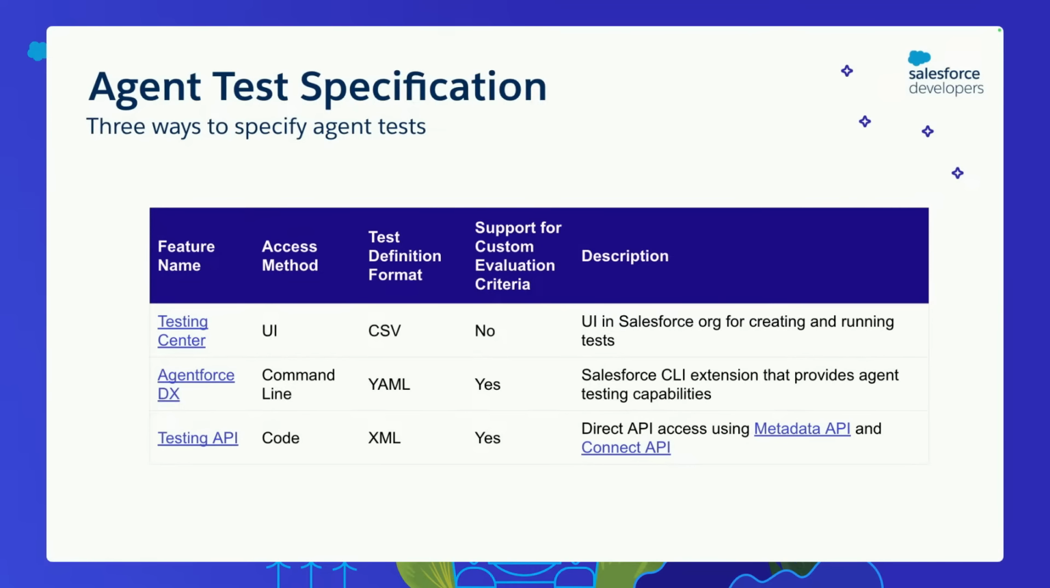Finally, the most technical option is the testing API, and the testing API in fact works with Salesforce metadata. You'll see that there is a metadata type associated with agent tests, and it works with some APIs like the metadata API and the connect API to run tests. This last format uses XML. It supports the full range of custom evaluation criteria, so this is the most flexible one. This is the one you can ship with your Salesforce DX projects, and I think that's the one we'll spend the most time on. So that's a little clarification that was needed before we really jump into the topic.